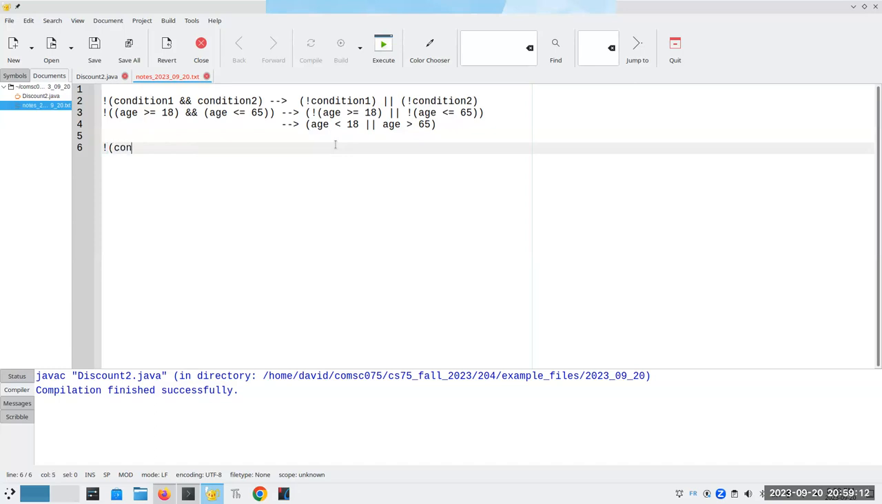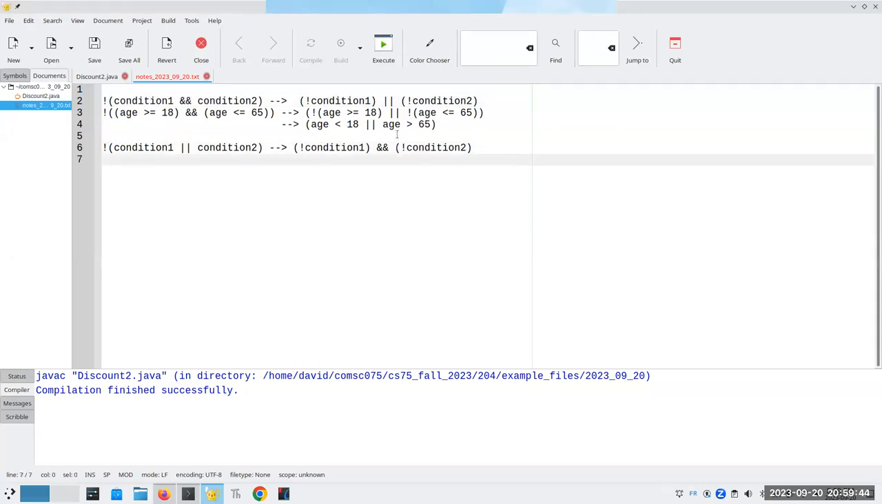What if I want the opposite of condition one or condition two? That works out to not condition one and not condition two. What you do is the not goes into each condition and the or changes to an and. If I'm doing the change with an and, the and changes to an or.